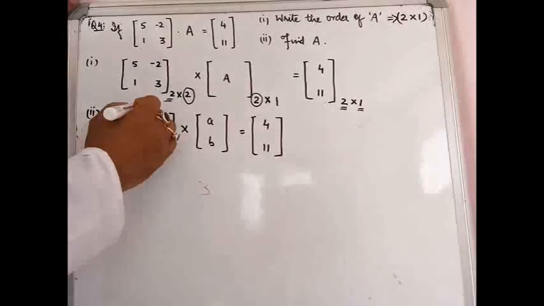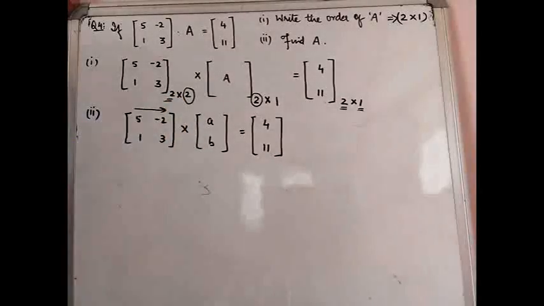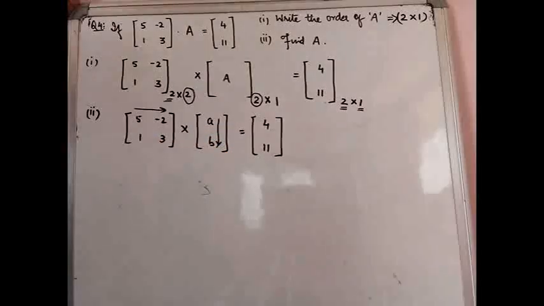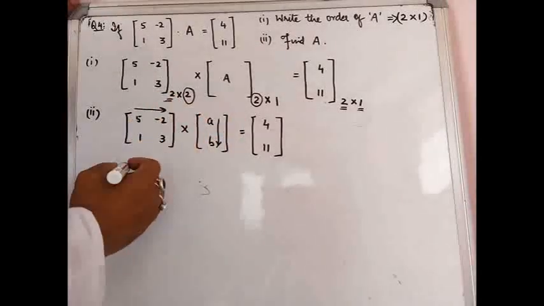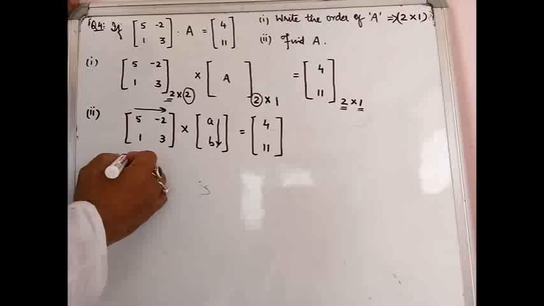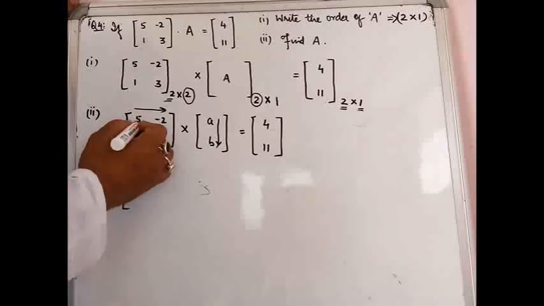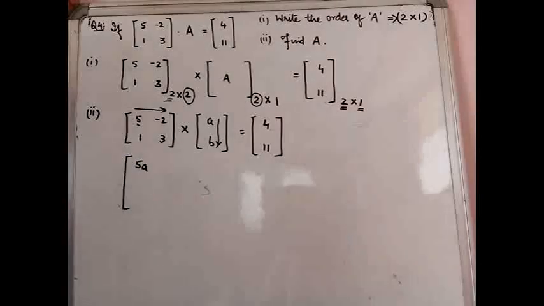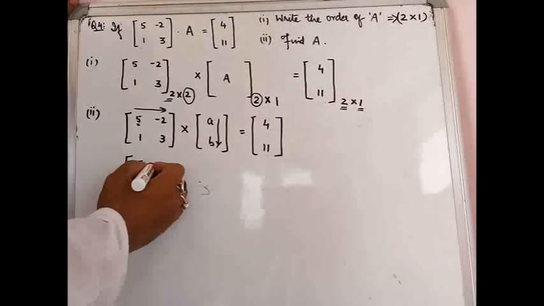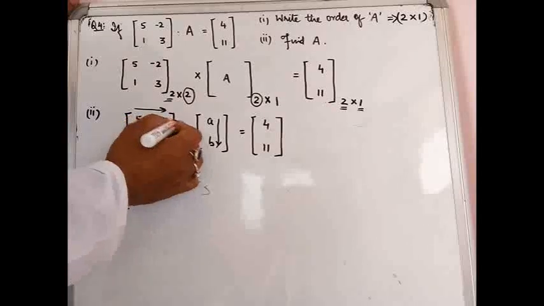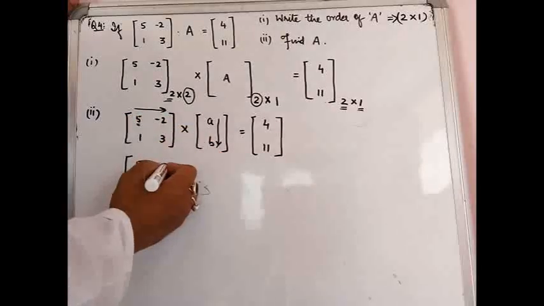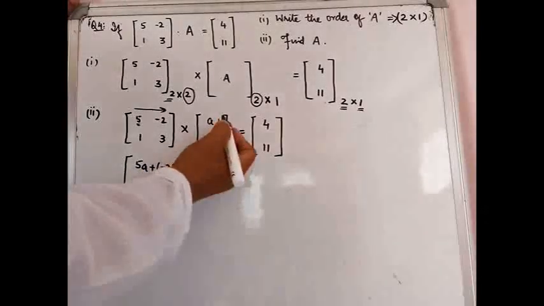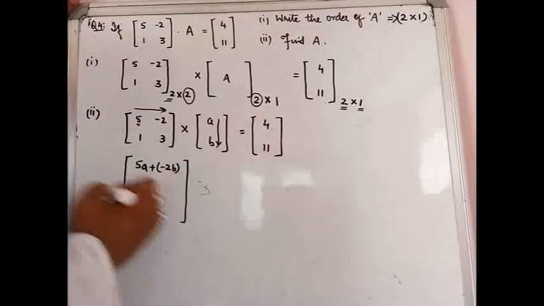Okay, so now left hand side, go row wise in the first matrix, come down column wise in the second matrix, matrix multiplication. So what are you going to do? You are going to take the first element here, take the first element here. So 5 into A is 5A, plus second element here, second element here. So that is going to be minus 2B. Okay, there is no second column in the second matrix, so this matrix will end over here.